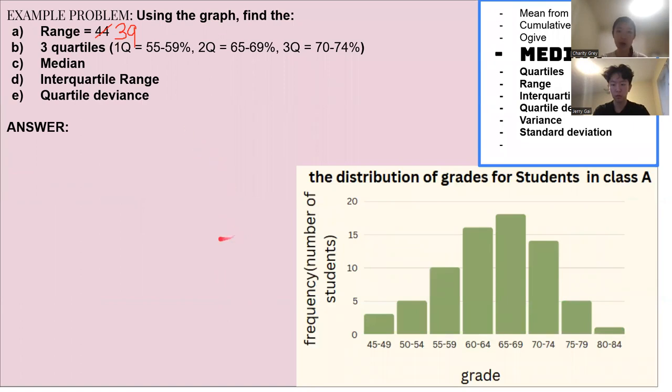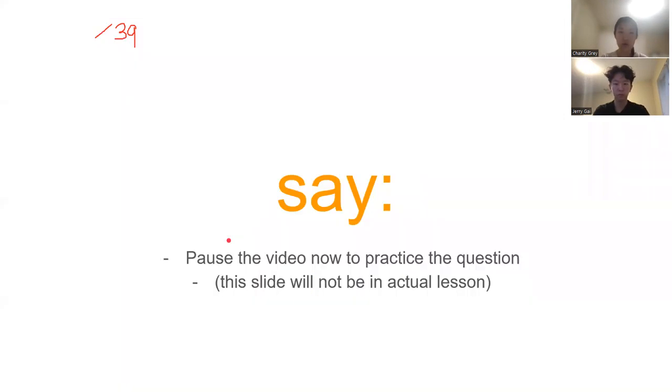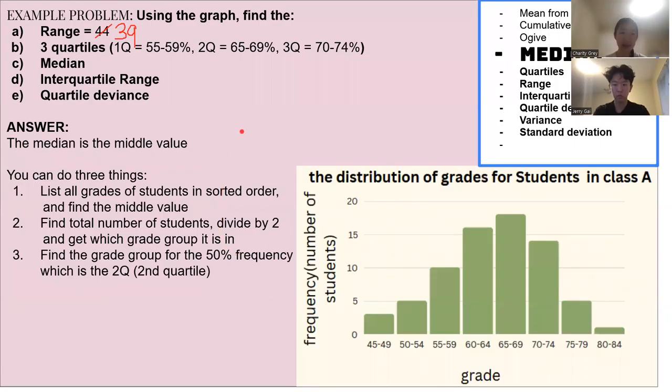The next one we'll be talking about is the median. So pause the video right now if you know the answer to the median. The median is the middle value. So these are the 3 ways you can get the median. First, you can list all the grades of the students in a sorted order and find the middle value. We did that in Statistics 1. But right now, because this information is grouped, it's kind of hard to do that. So we will not be doing that.